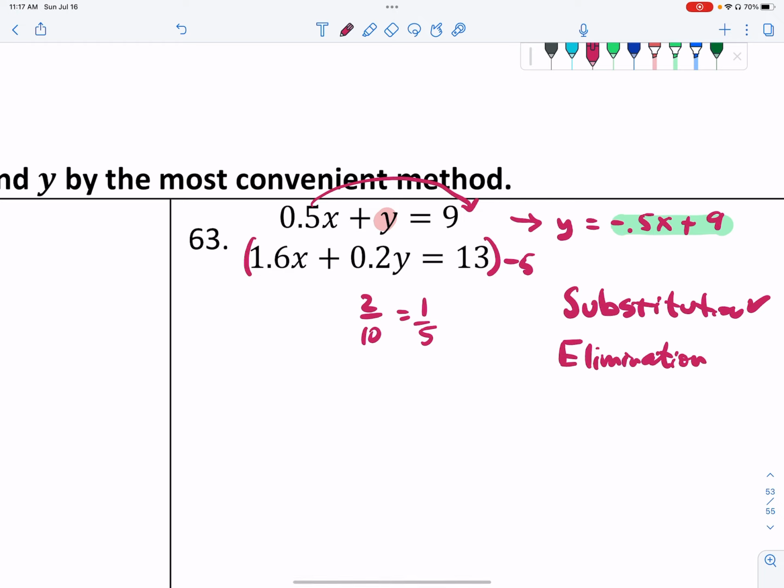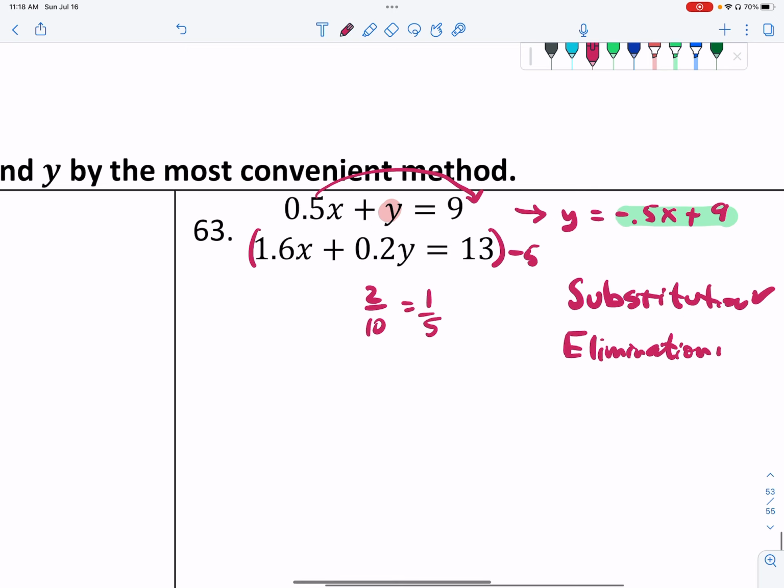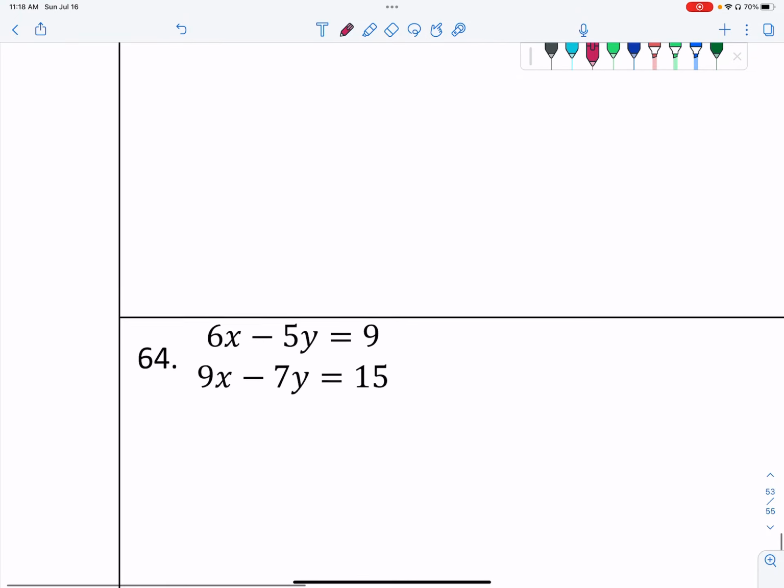And when I say the most convenient method, some of that is just completely subjective. It's up to you. Now, sometimes, though, it's objective. In other words, when I look at this, there is no way that I want to graph this thing by hand, so it is definitely not a convenient method. But this one has two candidates. You can do it by either substitution or elimination, and it's not going to be that big of a problem. Let's look at number 64.